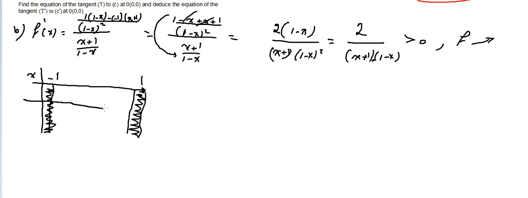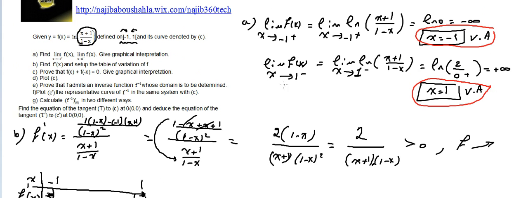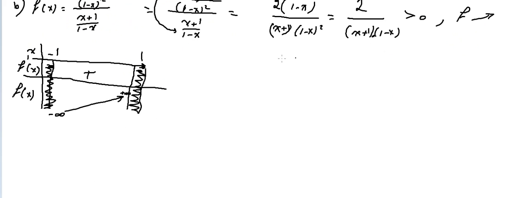We don't have any value that makes the derivative 0, because the derivative is a strictly positive number. And then the function is strictly increasing. It goes from minus infinity to plus infinity. At minus 1 plus, you can check it, and at 1 minus. Minus 1 plus gives minus infinity, and 1 minus gives plus infinity, right? So that's it. Let's do part C.